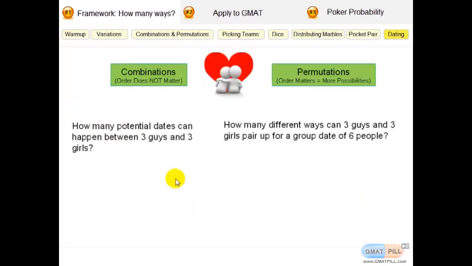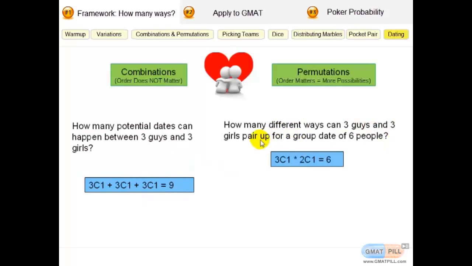Now, dating. This example doesn't work out exactly perfectly, but let's take a look. How many different dates can happen between 3 guys and 3 girls? Well, the first guy can date 3 girls. The second guy can date 3 girls also, and then the third guy can date 3 girls. So the answer is 9. That's basically 3 choose 1, plus 3 choose 1, plus 3 choose 1. So that's 9.